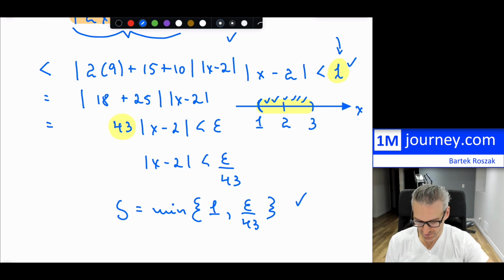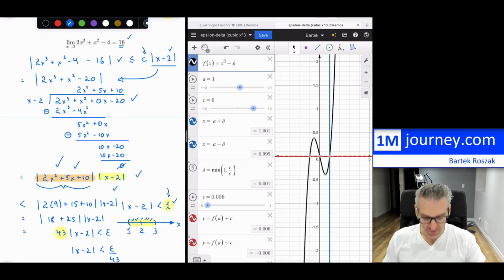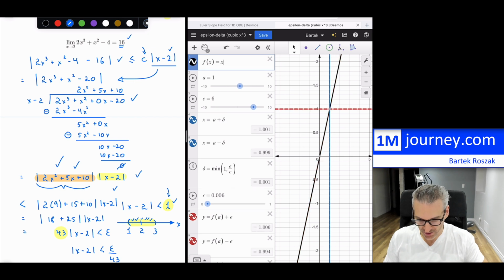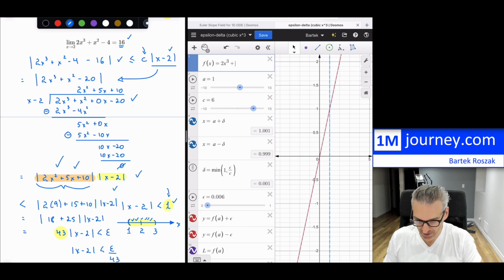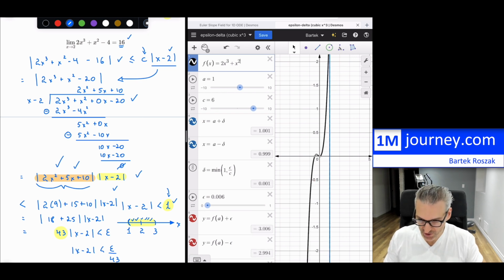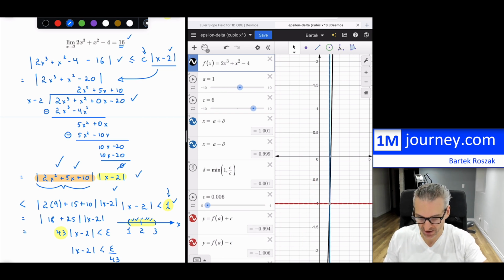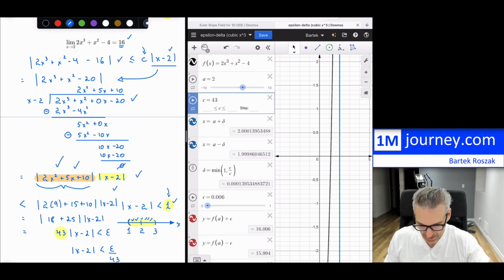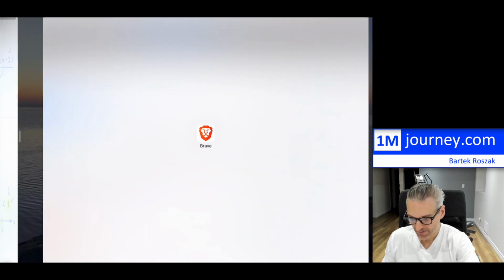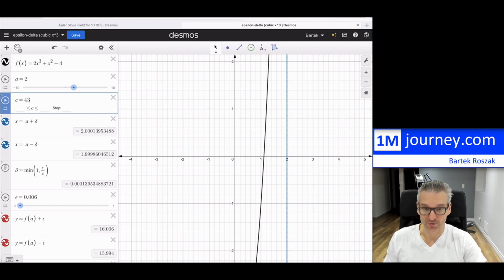So if we take out decimals, I'm going to just update this so that you can also see how the code works. So this is 2x cubed plus x squared minus 4. That's my function. I am approaching 2. In this case, my bound that I found was 43. So 43 right there. And so now we can go ahead and play around with this. Okay, so let's see. I got to zoom this out.